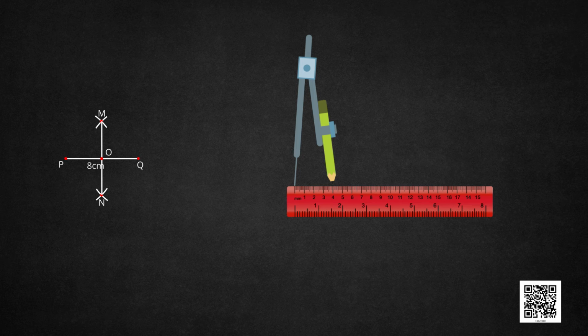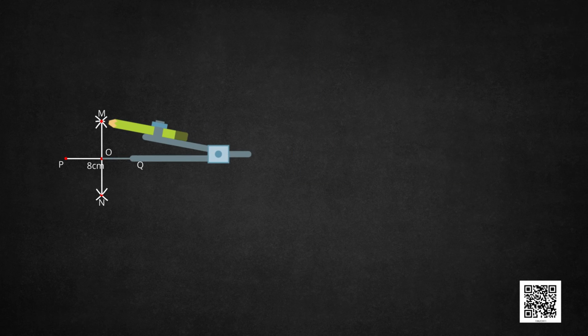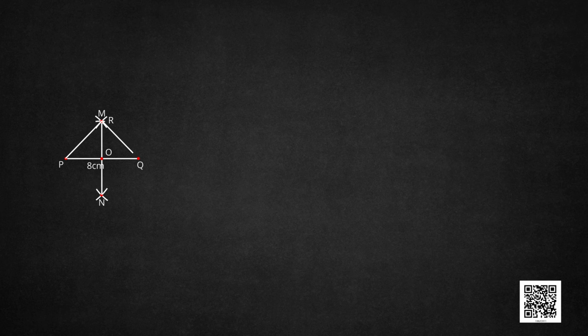With O as center and radius 4 cm, draw an arc cutting MN at a point, say R. Join PR and RQ. So children, we have got OR which is the perpendicular bisector of PQ and it is of length 4 cm. This is the altitude of this triangle, and if we join PR and RQ, we get an isosceles triangle.